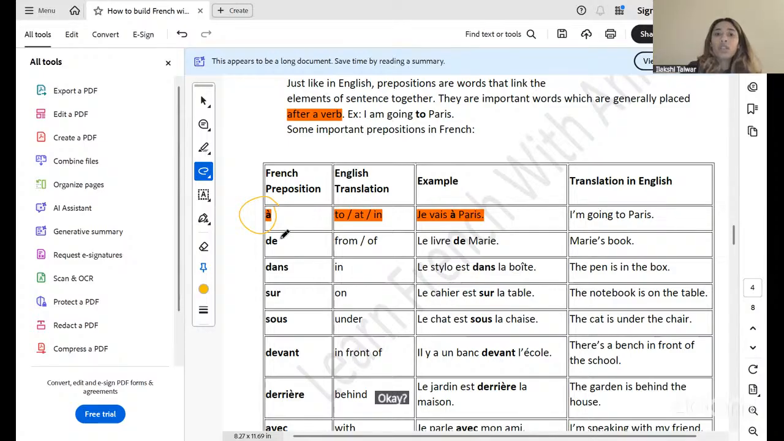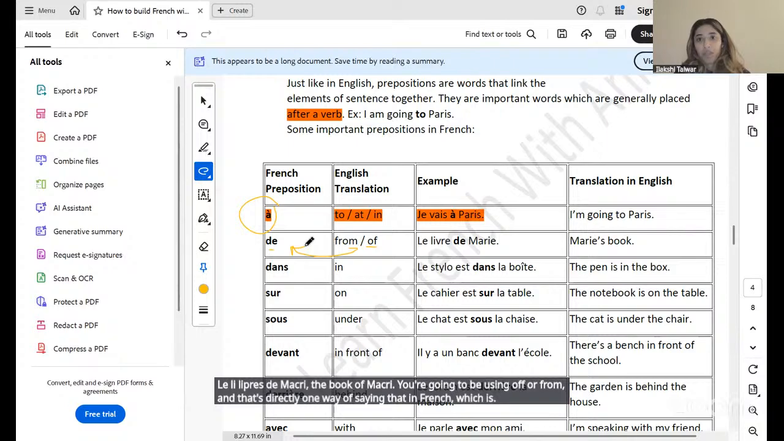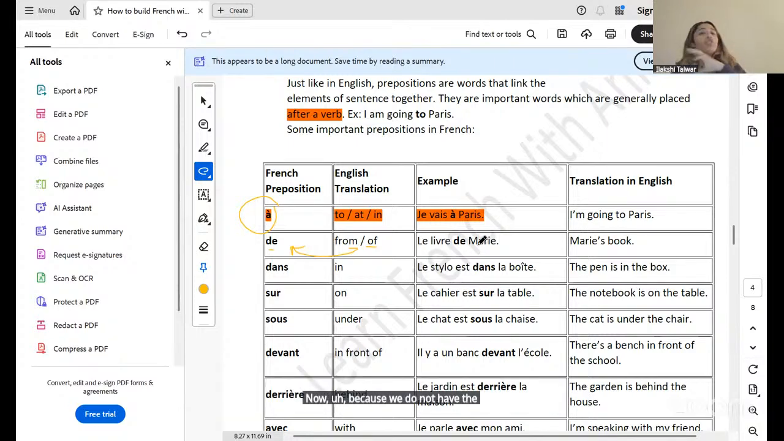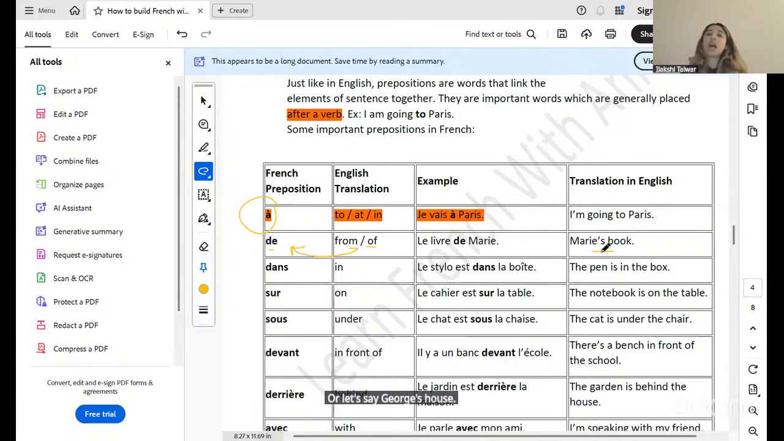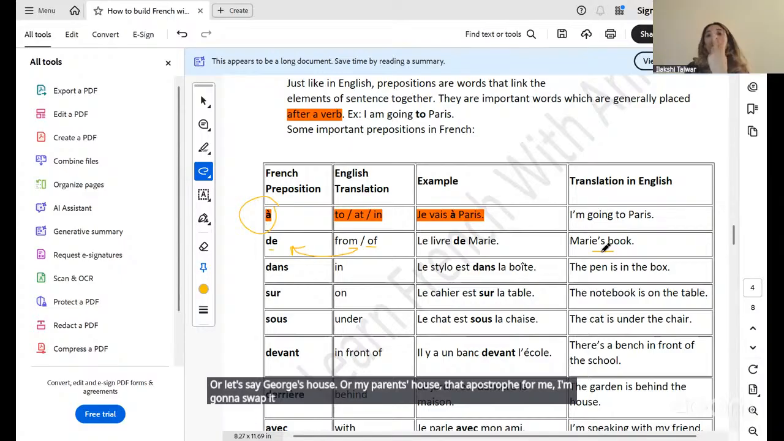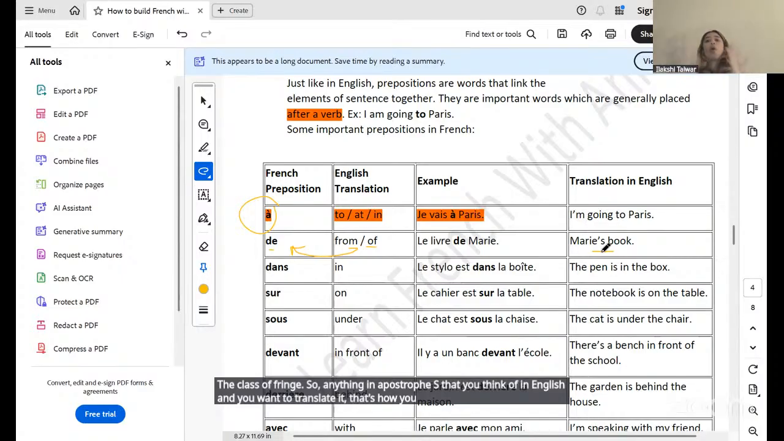De, on the other hand, is used to denote of or from. So if you're coming from a place or this belongs to somebody, le livre de Marie, the book of Marie, you're going to be using of or from, and that's directly one way of saying that in French, which is de. Now, because we do not have the concept of apostrophe S in French, anything that we want to communicate with apostrophe S, like Marie's book, or George's house, or my parents' house, I'm going to swap it. I'm going to use de and say the book of Marie, the house of my parents, the house of George, the class of French. So anything in apostrophe S that you think of in English and you want to translate, that's how you're going to do it. You're going to swap it.